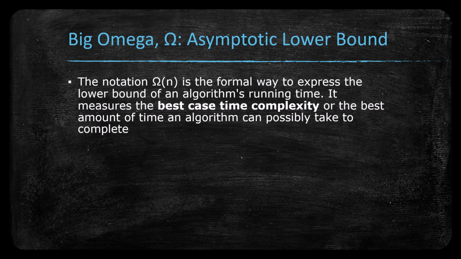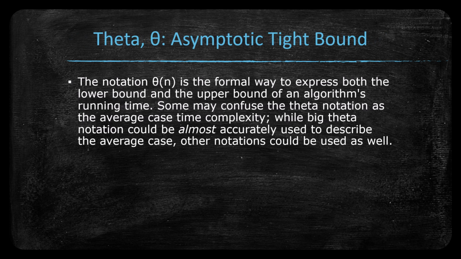So the third one is theta. It is also known as tight bound, in which we have to deal with both the upper bound and lower bound. So you can say that it is the average case time scenario. It is the most accurate and the most rarely used one. So the most important one is big O. So we will start with big O.